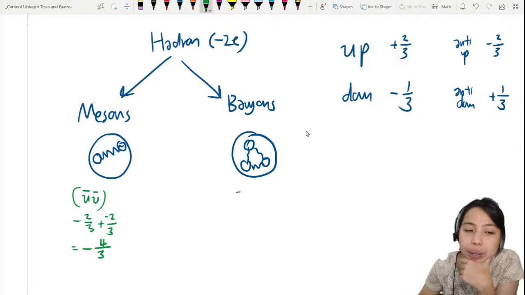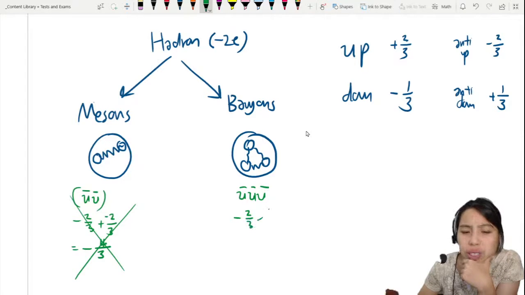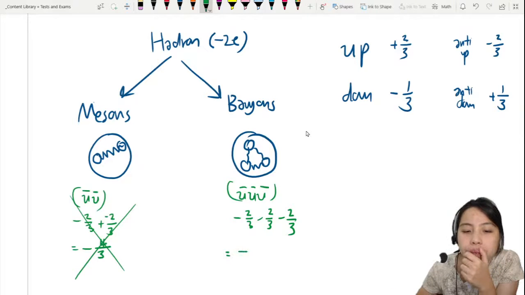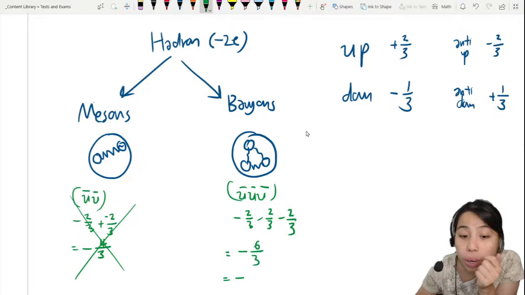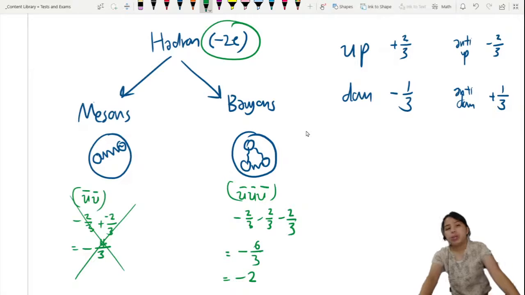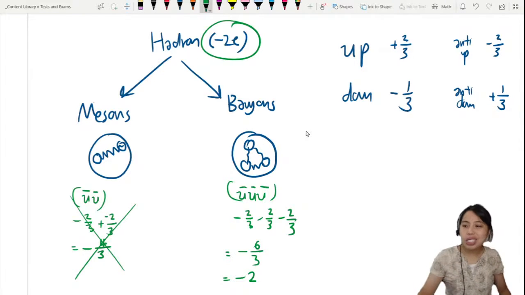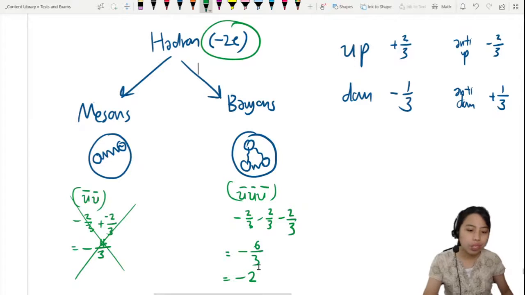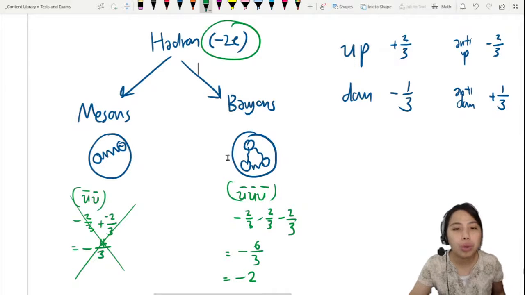What if I do it for the baryons? I do 3 anti-up: anti-up, anti-up, anti-up. Then I'll have negative 2 over 3, negative 2 over 3, negative 2 over 3. That means the total charge of this particle, triple anti-up, will be negative 6 over 3, which is negative 2. That's what we were looking for. So with a meson, it's impossible to reach such a big charge. But with a baryon, 3 of them, if they have negative 2 over 3 charge as their quarks, you could reach the charge of negative 2e for the whole particle.